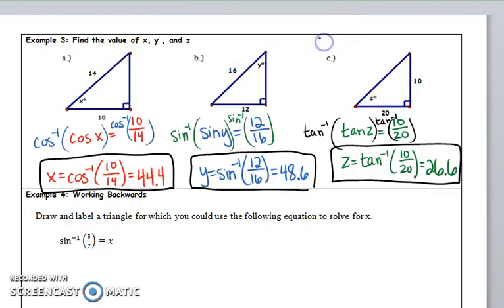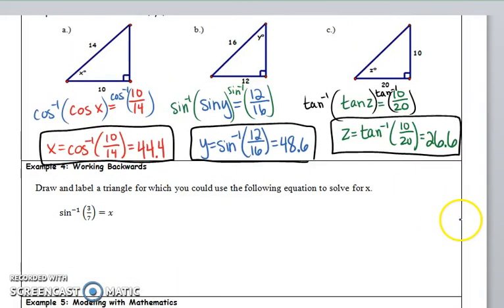Okay, so now you have the 3 answers shown. For letter A, x should have been 44.4. For letter B, y should have been 48.6. And for letter C, z ended up being 26.6. I know that the directions didn't specify how many decimal places. I chose to just round to the nearest tenth. If you chose something different, that's completely fine.